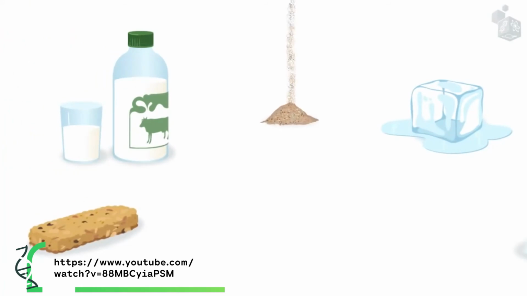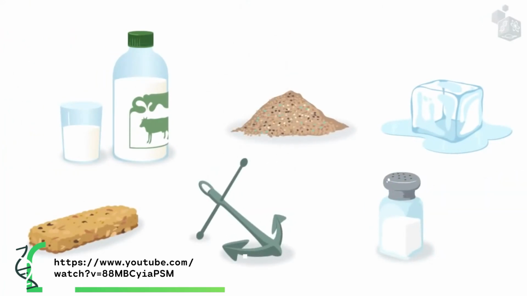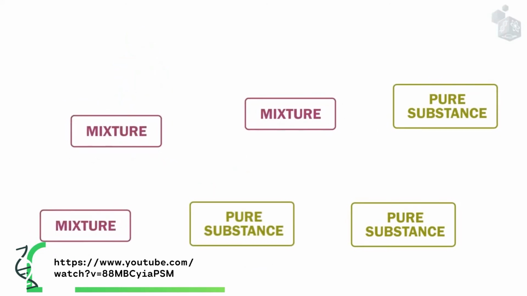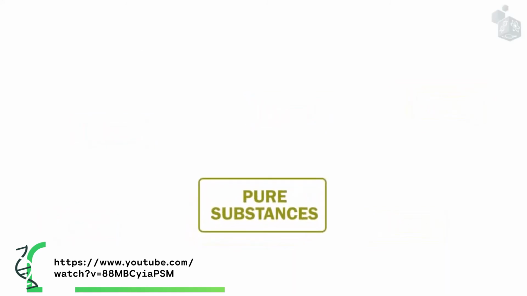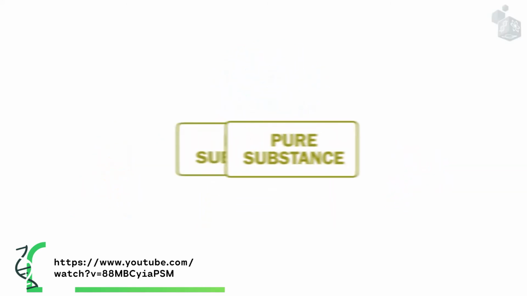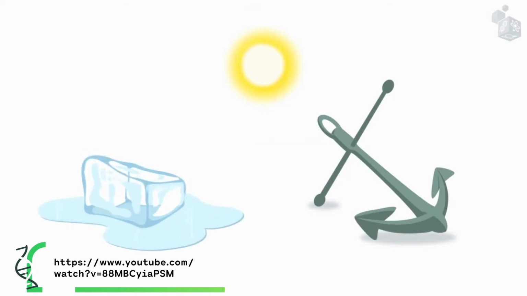We are surrounded by countless substances. Some are pure, but the large majority are formed by mixtures of two or more pure substances. Pure substances have a homogeneous appearance. Each pure substance is characterized by having specific properties that distinguish them from all other substances.